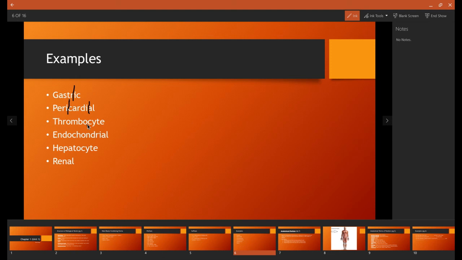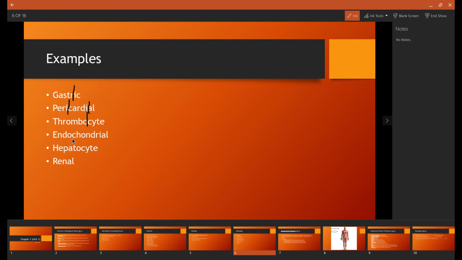Our next one is thrombocyte. So thrombo is going to be our combining form, and that's going to mean clot. Cyte is going to be cell, so put together, this is a clotting cell. And this is just a fancy way of actually saying a platelet.